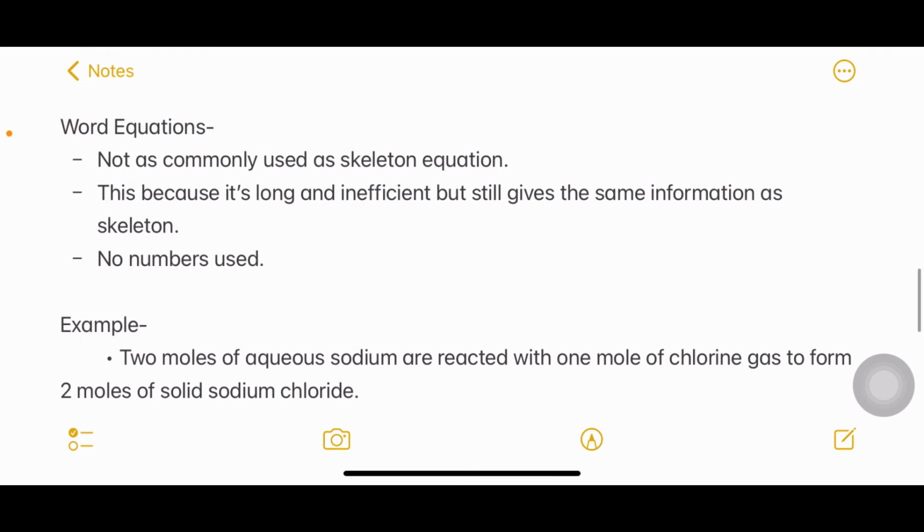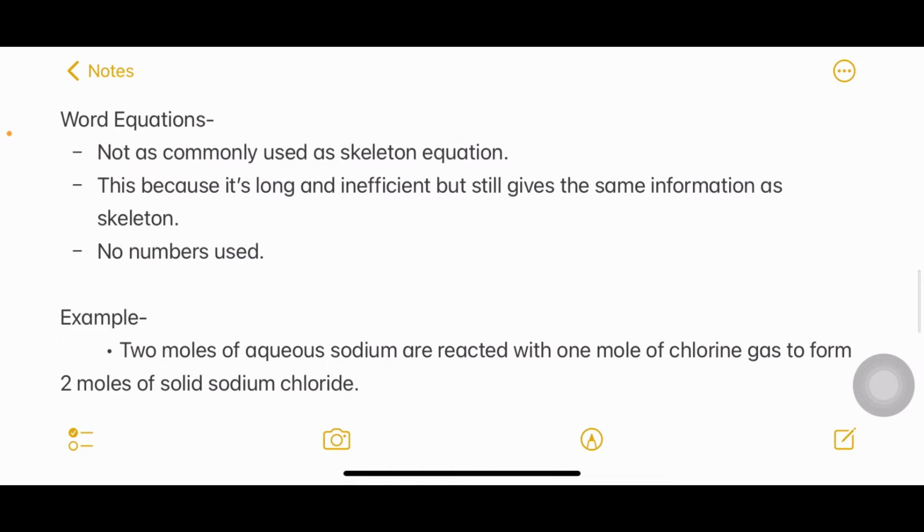The second format of a chemical equation is word equations. They're not as commonly used as skeleton equations, and that's because they're long and inefficient. They still give the same information as skeleton equations, but skeleton is shorter. You can do that way faster than this, and this is just lengthy and inefficient. So scientists never preferred using these ones. However, they're still important to learn.